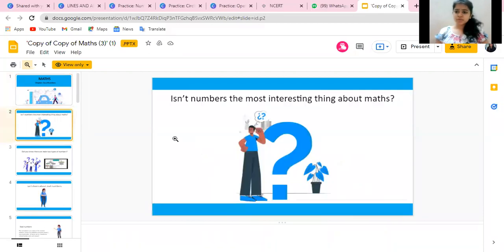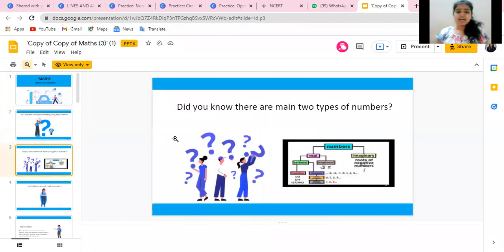Isn't numbers, you think, the most interesting thing about maths? I think so. Maths is all about numbers as well as practicing. The more numbers are there, the more complicated the maths is. But the more you practice, the more easy maths becomes. Did you know that there are two types of numbers? Mainly two categories of numbers are there.